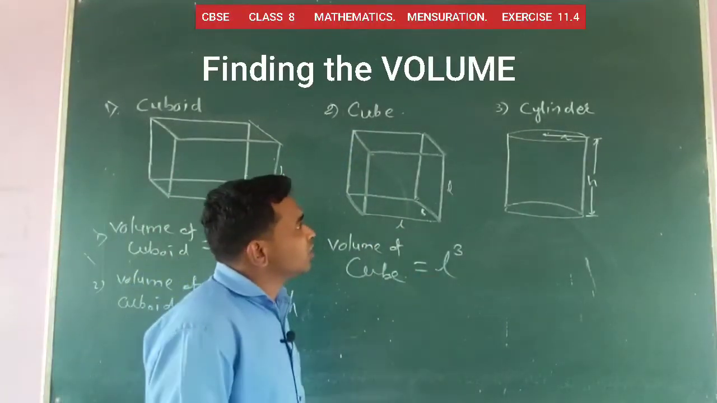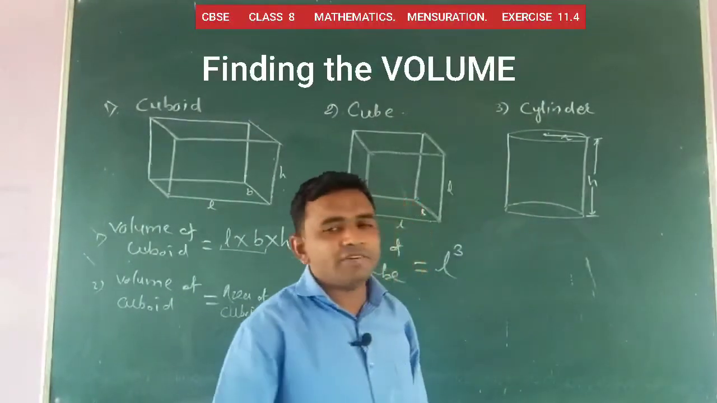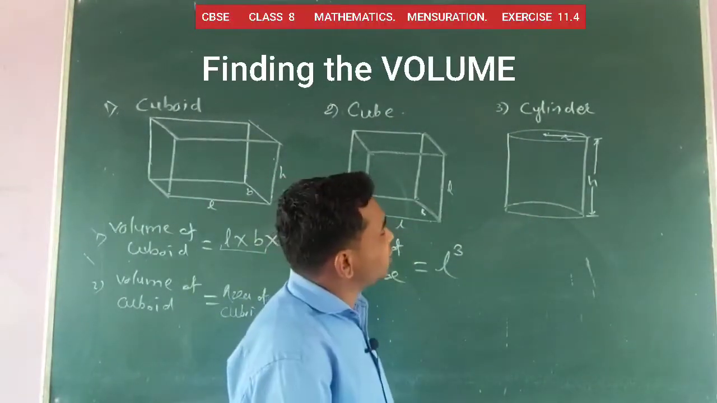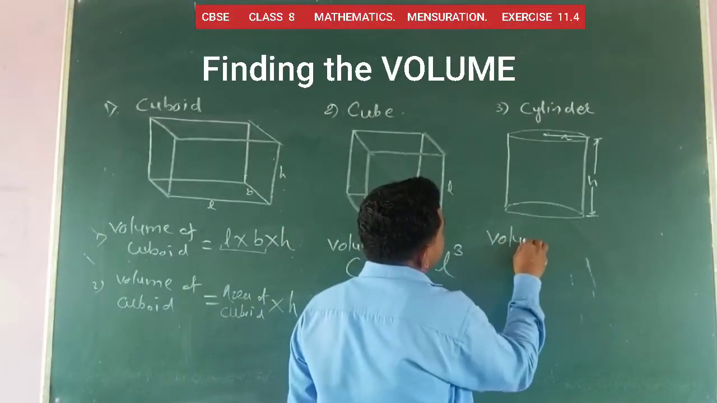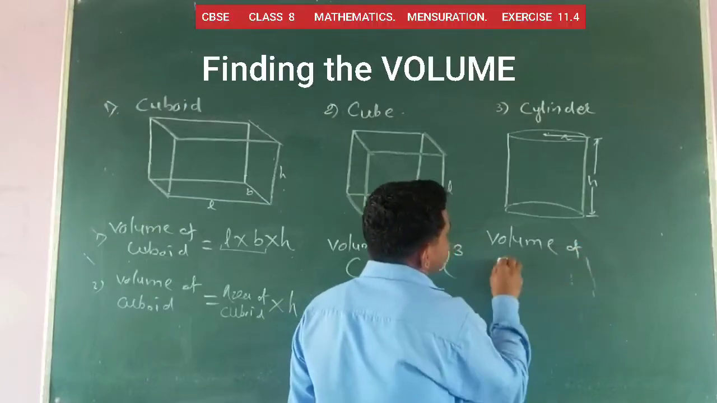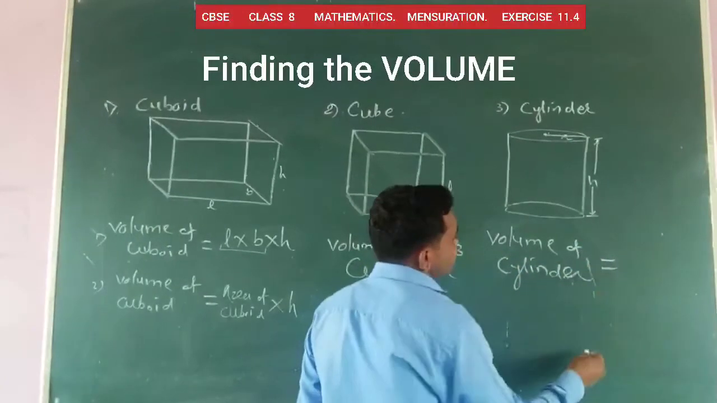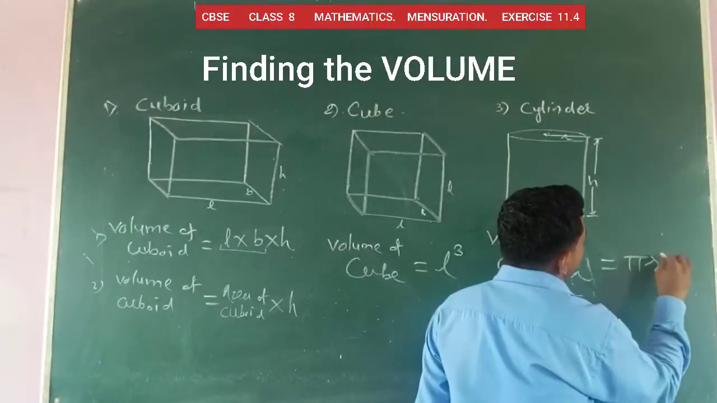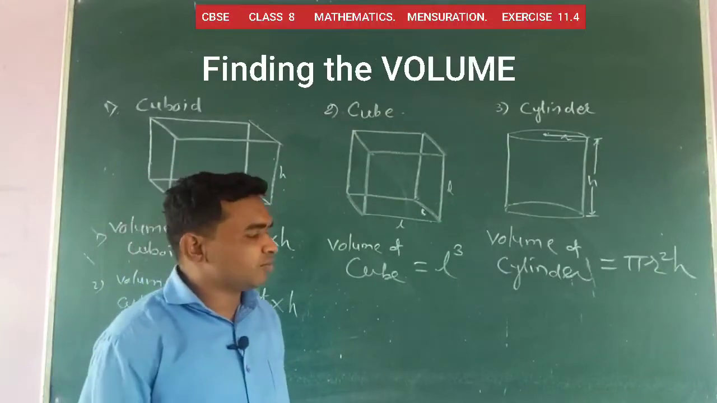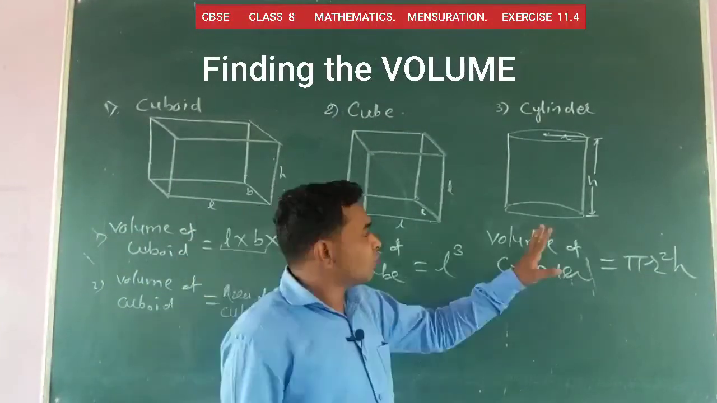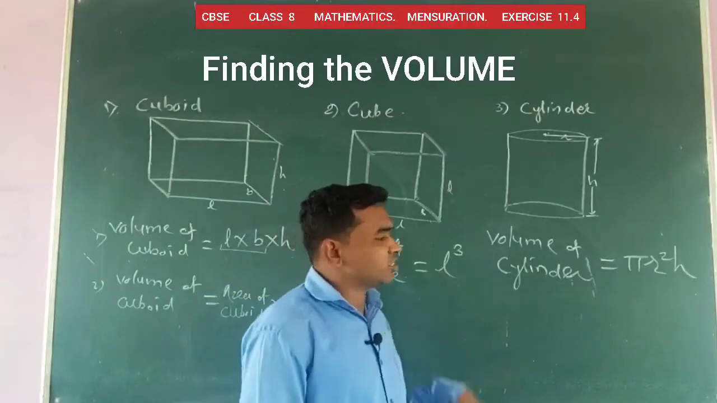And lastly there is a cylinder, having radius R and height H, and we have to find the volume of the cylinder. Its formula is pi r square h. Volume of a cylinder is equal to pi r square h. Such formulas are used.